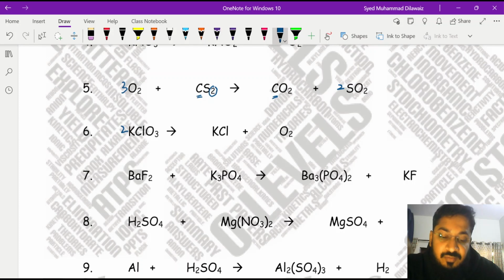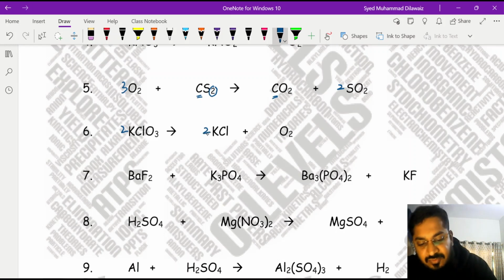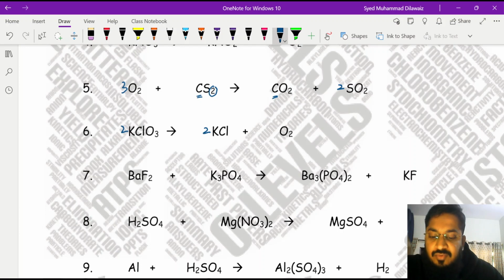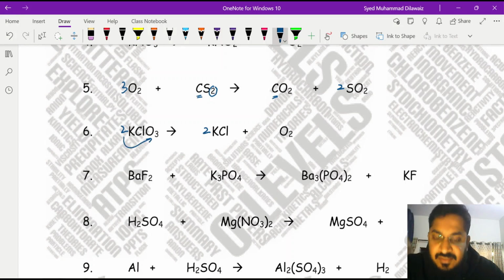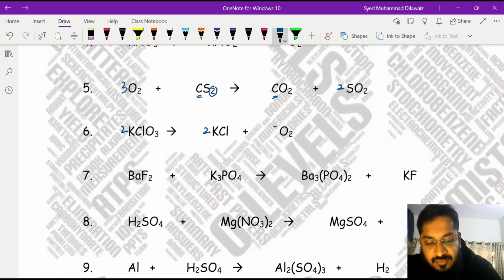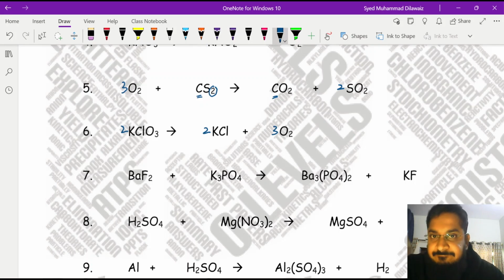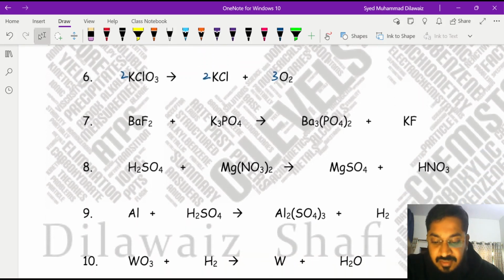Since we are not going to balance oxygen first, because elements are balanced at the end, we have got 2K on the left and 1K on the right. So if we put this 2, we make it 2K on the left and right, 2Cl on the left and right. So we have balanced the potassium and chlorine atoms on both sides. Now just work out the oxygen atoms. 6 oxygen on the left side. Remember, this 2 is multiplied by 3 to give 6 oxygen atoms on the left. To make it 6 on the right, we need to put 3 beside O2. That makes it 6. Hope this was completely understood. Equation number 7.